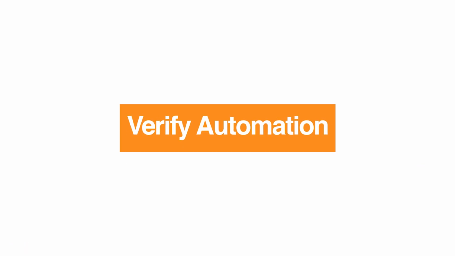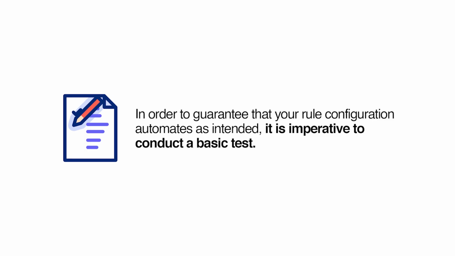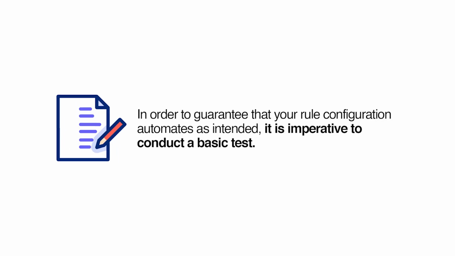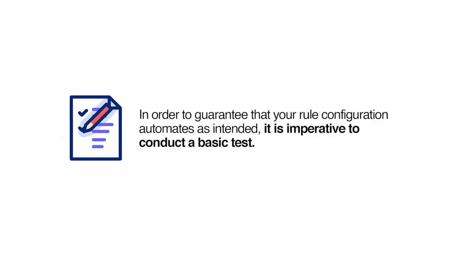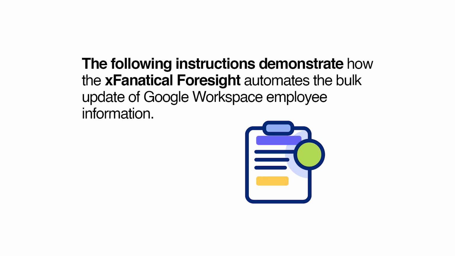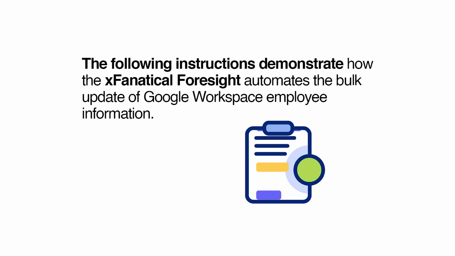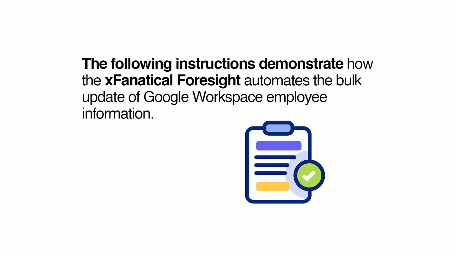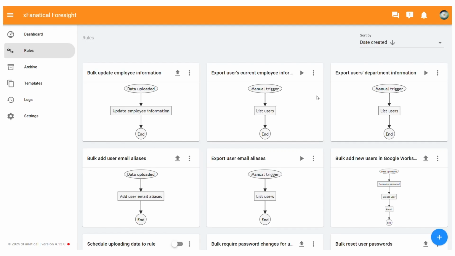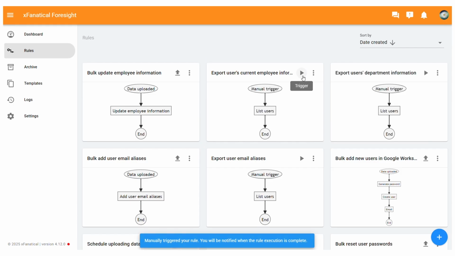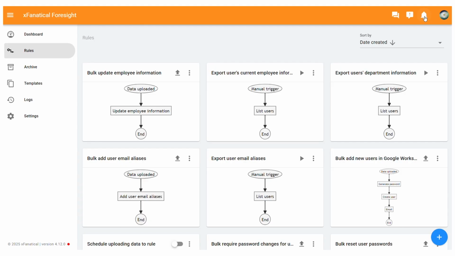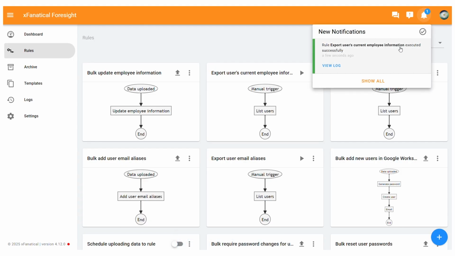Verify automation. In order to guarantee that your rule configuration automates as intended, it is imperative to conduct a basic test. The following instructions demonstrate how xFanatical Foresight automates the bulk update of Google Workspace employee information. Go to the Rules page. First, click the Play button of Export Users' Current Employee Information rule to generate a CSV file containing the latest details of all users. Wait until you receive a notification in the top right of xFanatical Foresight.